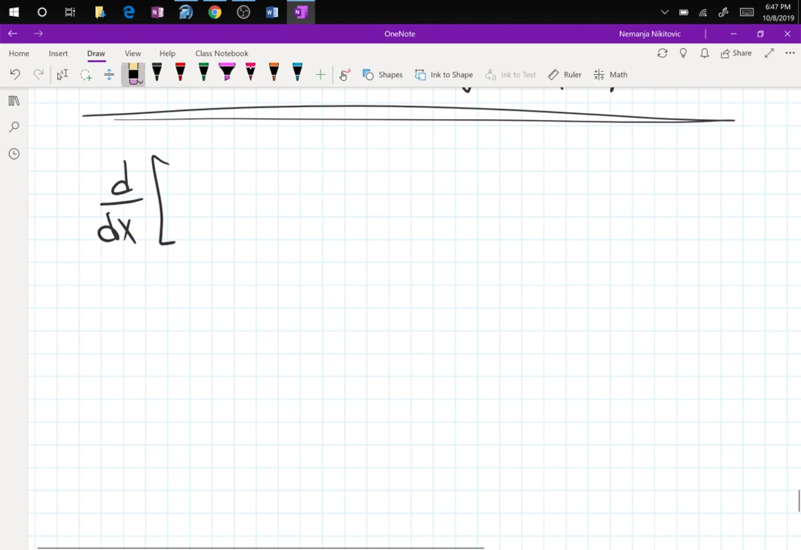So, is there a good chain rule problem that we could work on? Of course, there is a good chain rule problem that we could work on.